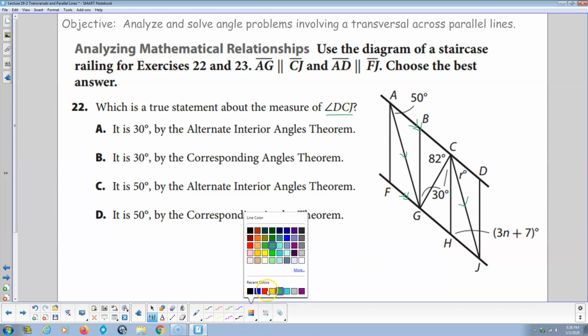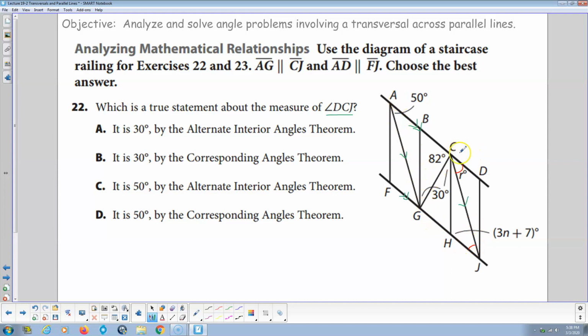So we're looking for angle DCJ. This angle here, which is also labeled R degrees. Okay. So we have parallel lines cut by a transversal. We knew these two guys are alternate interior angles. They have to be congruent. And since these guys are parallel and those guys are parallel, the corresponding angle up here, that's 50, has to be the same as angle R. So if this guy's 50, angle R is 50.